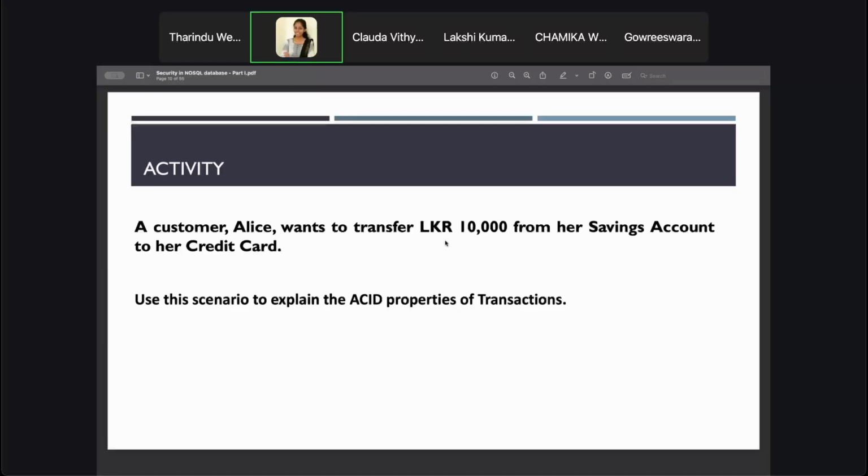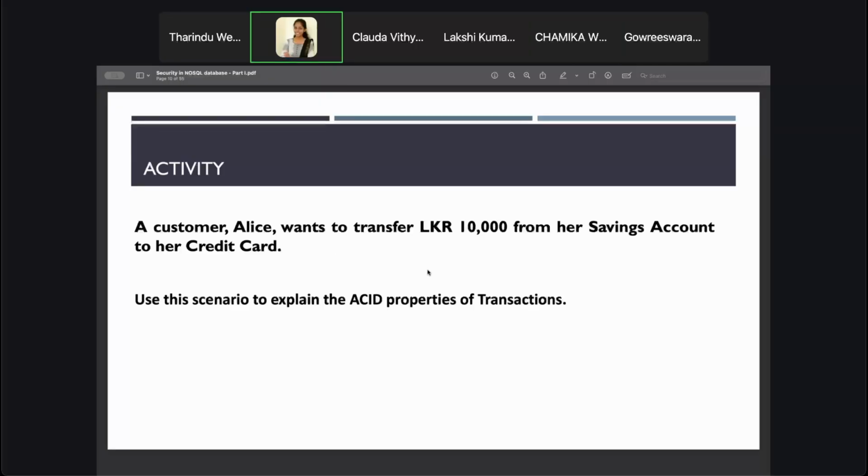Okay, let's do it together. First, what do you think? The first property, atomicity. Yeah, in atomicity, the transaction cannot be partial. It should be deducted from Alice's savings account, and it should be credited to the credit card account.